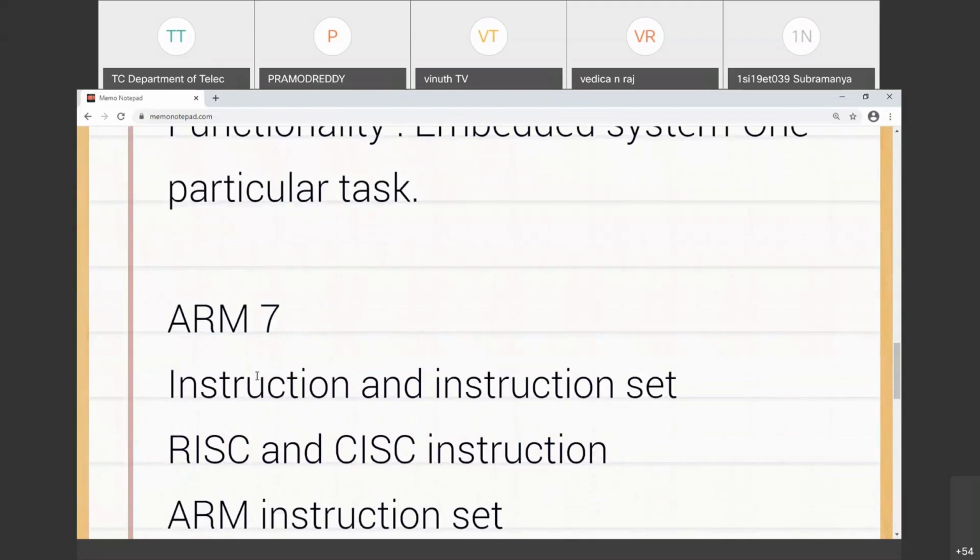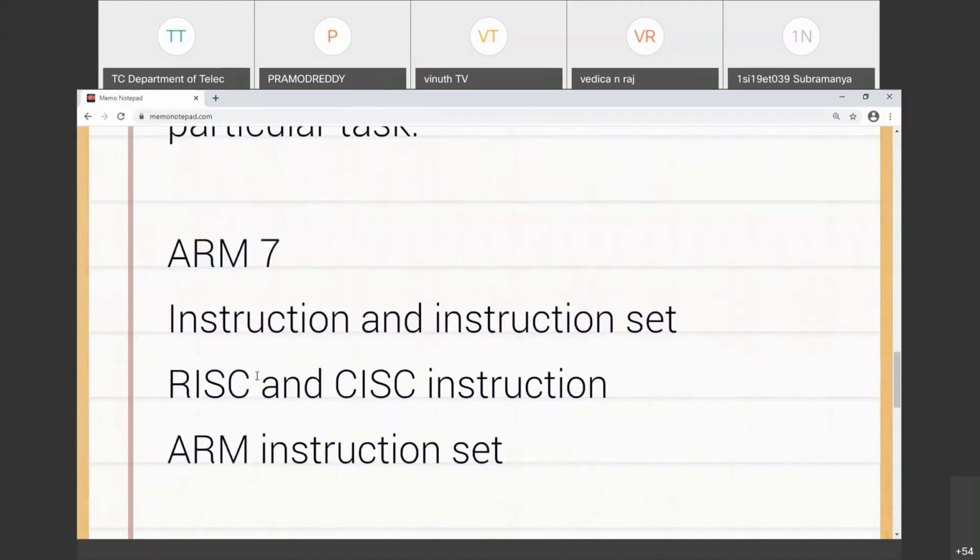I started my journey with the ARM7 processor, which is a 32-bit microcontroller. When I say microcontroller, it must be associated with instructions. What is an instruction? What is an instruction set? Then I should know what the RISC and CISC instructions are, which fall under this. Then, what are the different types of ARM instruction set available? We should start with that.